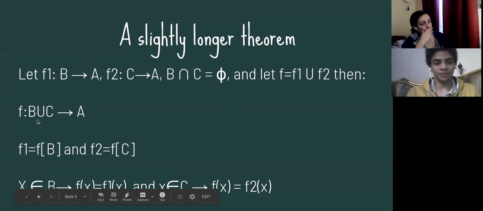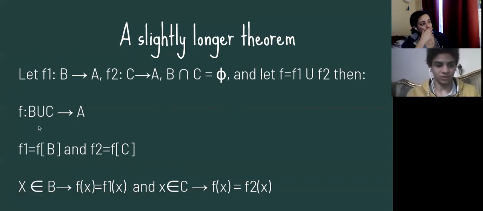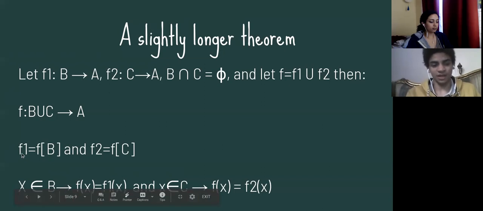First, f mapping from b union c to a is a function. It's not just any regular graph, because you can have two functions added together and they give you a graph, but not necessarily a function. Here, I'm saying that this would necessarily be a function, so all the conditions of a function apply to f from b union c to a. The second statement is that f1 equals f restricted to b and f2 equals f restricted to c. And the last statement is that x belongs to b implies that f(x) equals f1(x), and x belongs to c implies that f(x) equals f2(x).